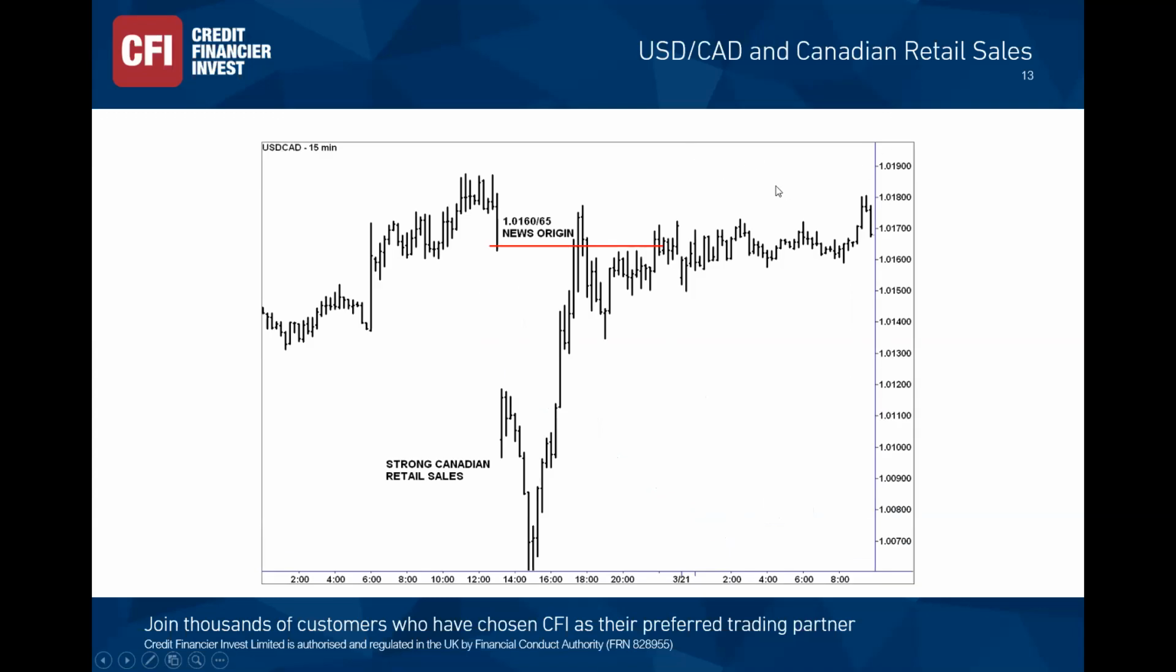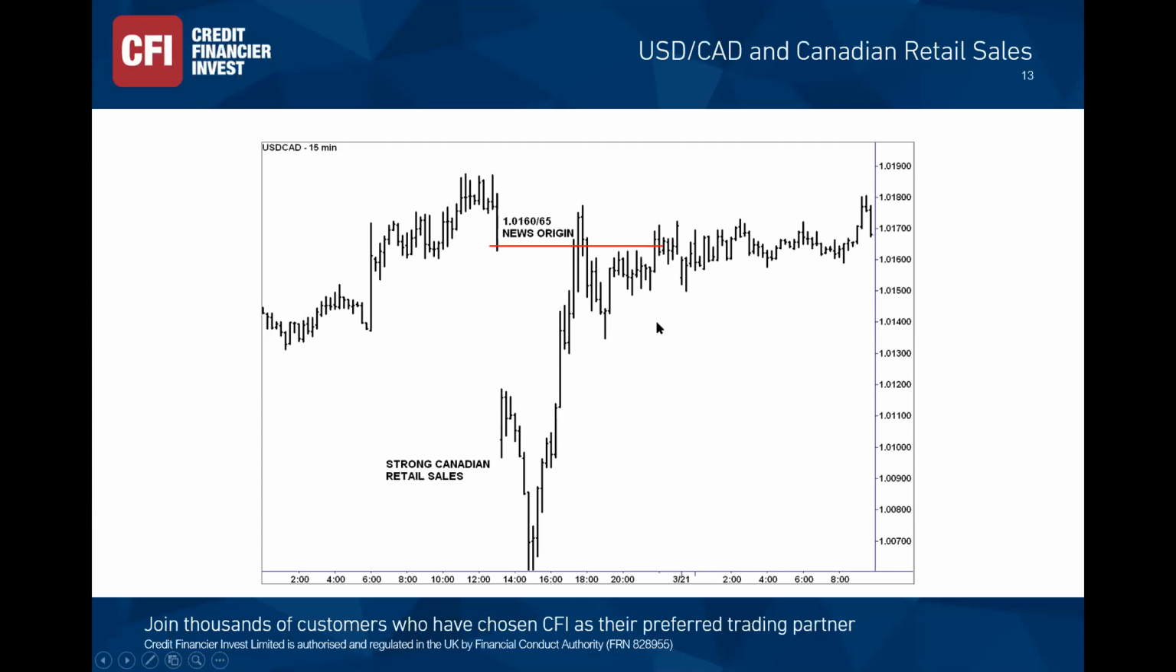Okay, another example here, more retail sales, this time from Canada. What we had here was dollar Canada trading at a price of 101.60 to 65 just before Canadian retail sales came out. So again, strong retail sales. The Canadian retail sales figure was much stronger than the market had expected. It's amazing how often the market gets these numbers wrong. So that resulted in a big gap to the downside for dollar Canada.